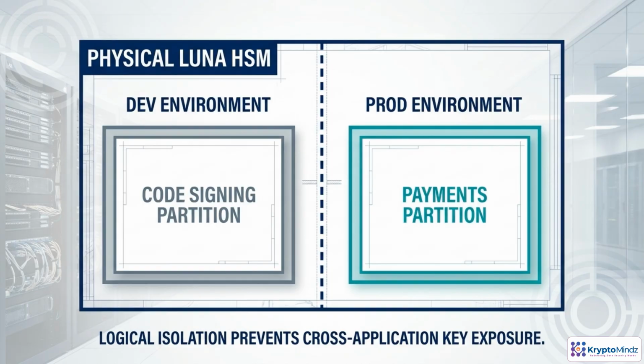Think of each partition as its own mini HSM with a strict purpose. A code signing service should never see payment keys, and payments should never see test or dev keys. Map applications to dedicated partitions based on ownership and environment. Lock each partition with its own authentication and policies. Document which services and key objects live where. That way, a compromise in one area doesn't cascade into cross-application key exposure.